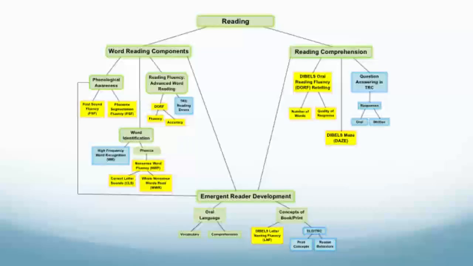In summary, Reading 3D uses two assessment packages, DIBELS and the ELD TRC, to assess multiple components of reading. Some components are assessed with only one measure, such as letter naming. Other components, such as reading comprehension, are assessed with multiple measures. Next, we will discuss how to interpret data collected as part of both assessment packages.